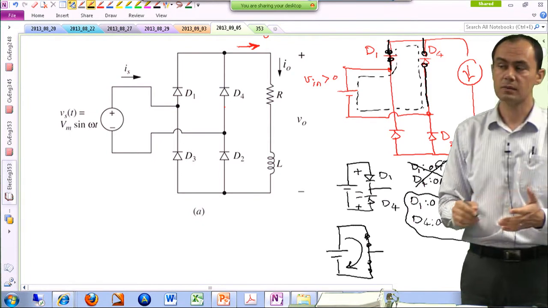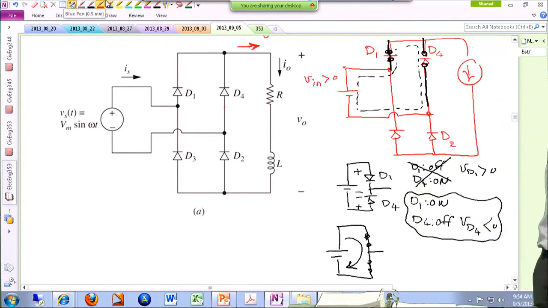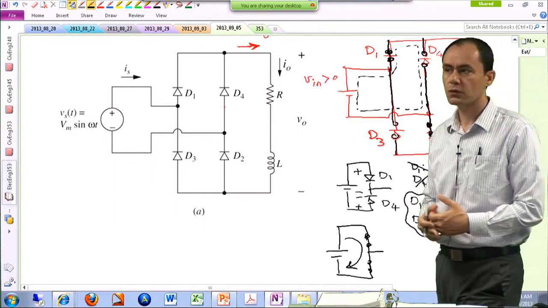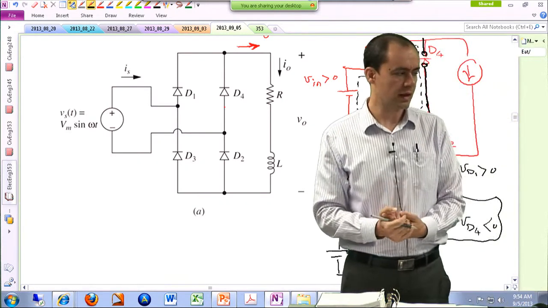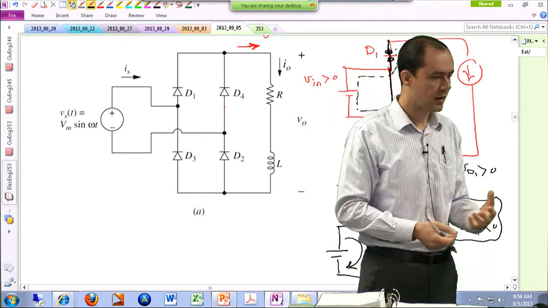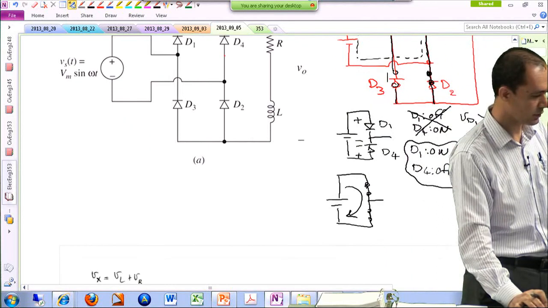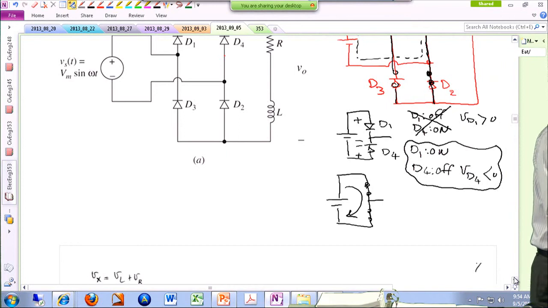You can make the same analysis for D2 and D3, and you end up having D2 is also on, and then D3 is off. So when the input voltage is positive, you conclude that D1 and D2 are on, and D3 and D4 are off. And then you can make the same analogy for the case that the input voltage is negative. Let me see if I have to erase a bunch of stuff here. Let me just erase them.